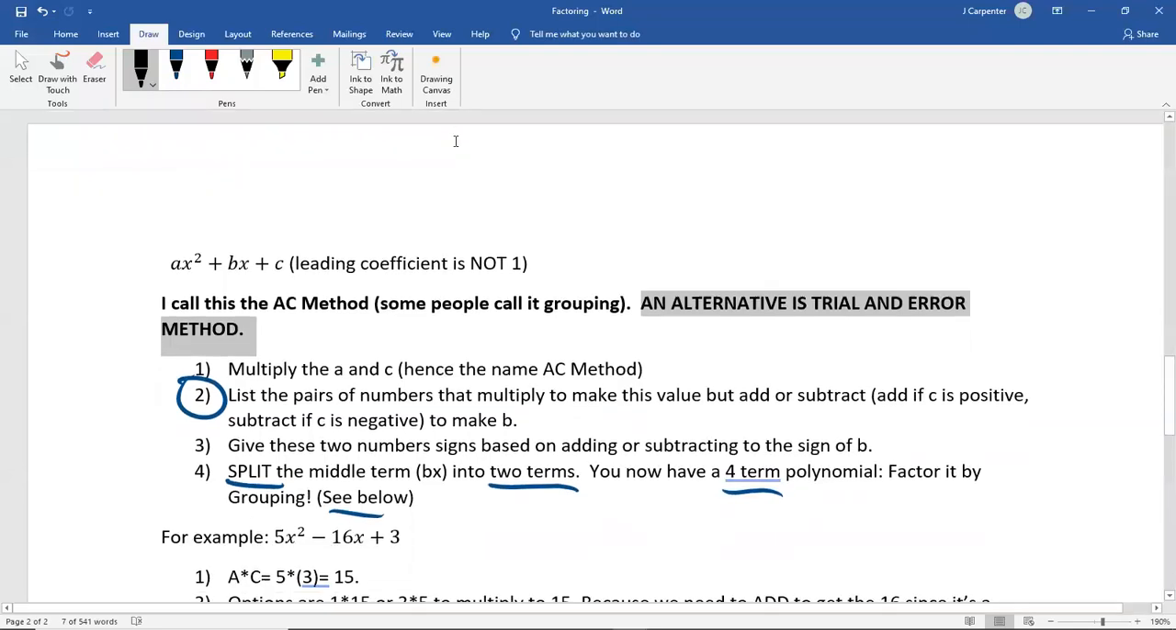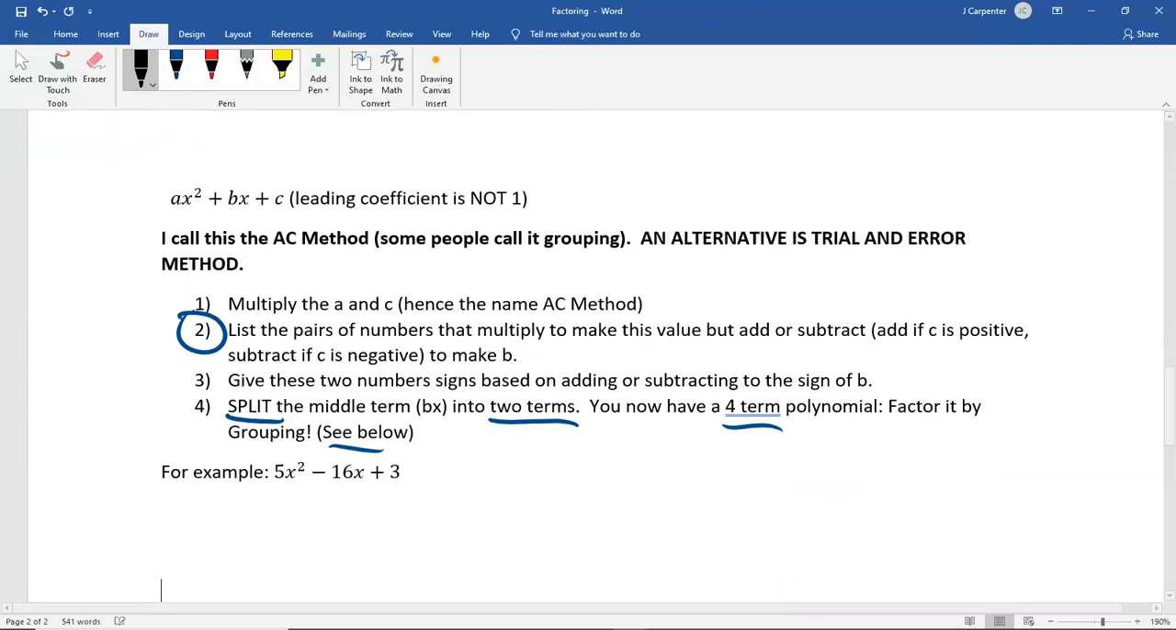All right, so multiply the A and the C. List the pairs to make the B. Adding and subtracting is appropriate. Then you'll give those numbers appropriate signs. It's all really part of the same step. But then you split the middle term. So you might take something that's originally said a plus 5x and turn it into 6x minus 1x. You'll now have a 4-term polynomial that you factor by grouping.